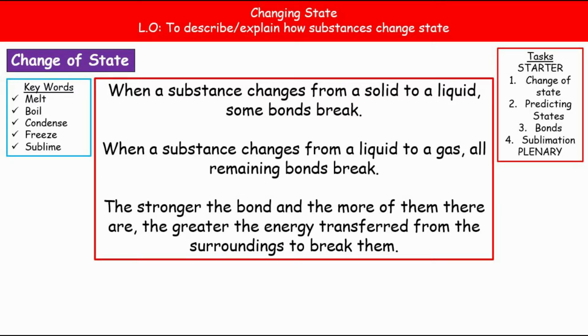What we do find though is that different substances will actually have different strengths of bond. And the stronger the bond is that's holding those particles together, or the more of them there happen to be, then the greater the amount of energy we have to transfer from the surroundings to our substance in order to actually break them. So what we see here is the reason that different substances have different melting and boiling points, because they need different amounts of energy being transferred from the surroundings to our substance to break either some or all of those bonds holding the particles together. So jot down those 3 sentences in your book if you've not already got them.